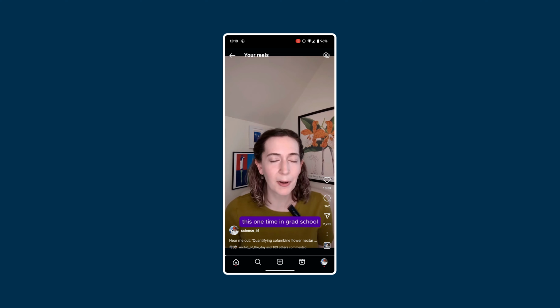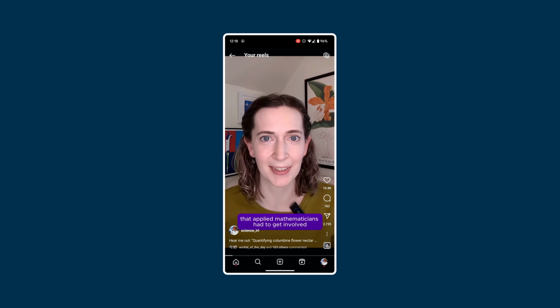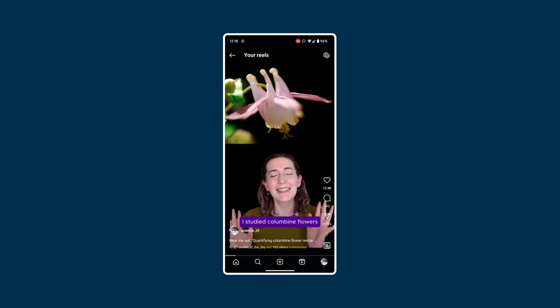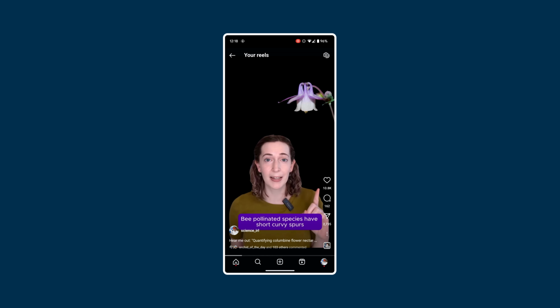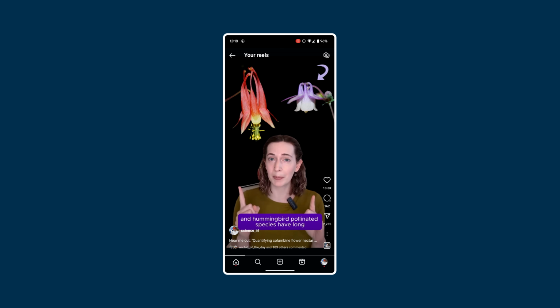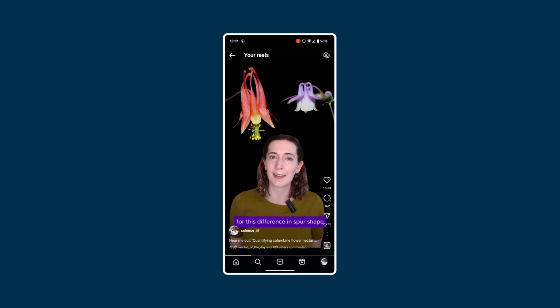This one time in grad school, I was trying to quantify the shape of flower petals, and it got so crazy that applied mathematicians had to get involved. I studied columbine flowers. Their petals form nectar spurs to attract and reward pollinators. Bee-pollinated species have short, curvy spurs, and hummingbird-pollinated species have long, straight spurs. I wanted to find the genes responsible for this difference in spur shape.